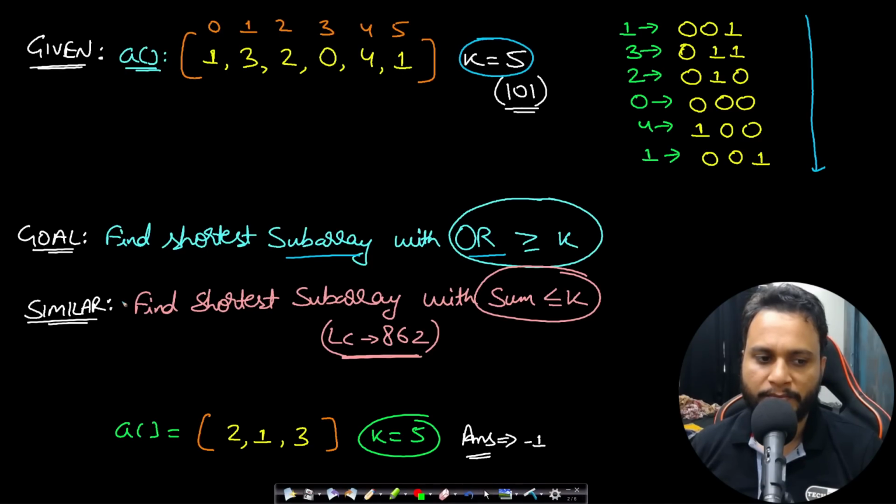A similar problem is find shortest subarray with sum at least k, which is from Leetcode number 862. I have already made a video on this. You can go and watch from the link in the I button or also in the description below.